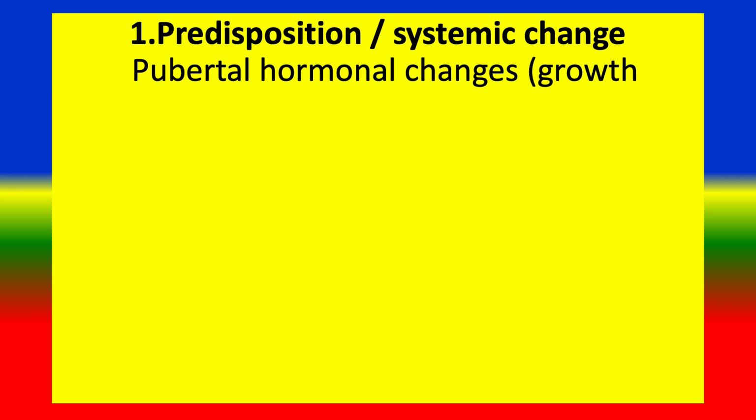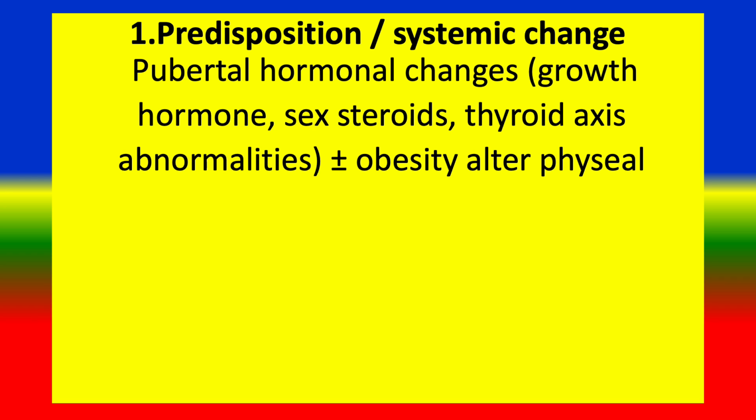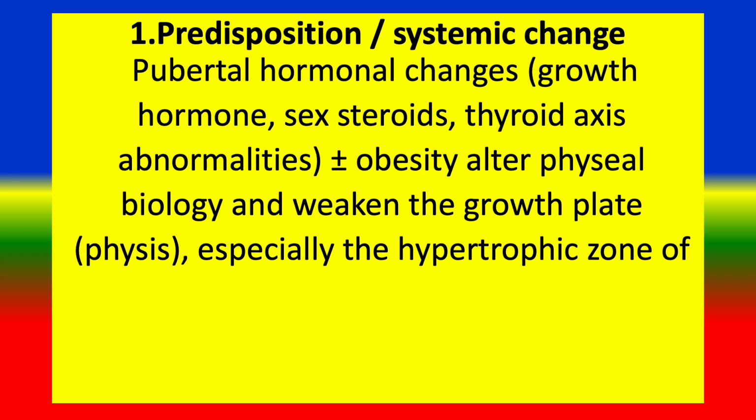1. Predisposition, systemic change. Pubertal hormonal changes, growth hormone, sex steroids, thyroid axis abnormalities, and obesity alter physical biology and weaken the growth plate, the physis, especially the hypertrophic zone of the cartilage columns.